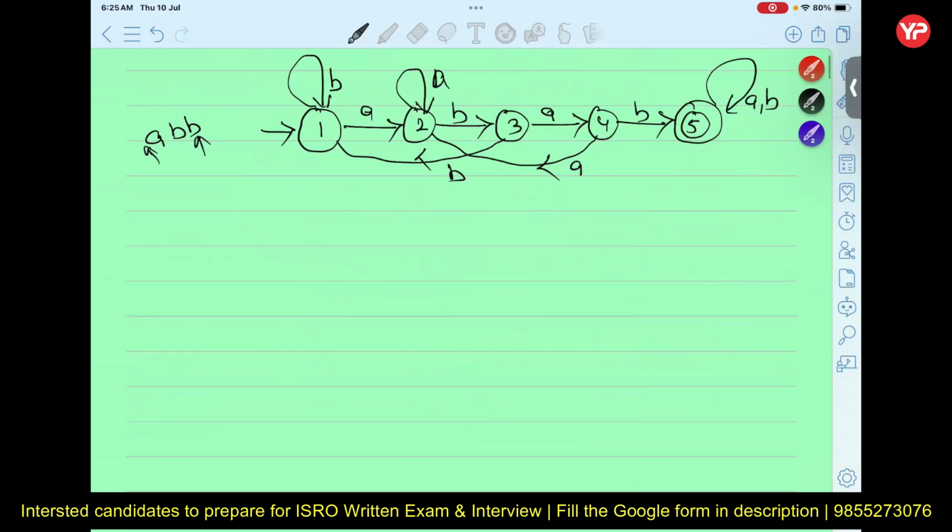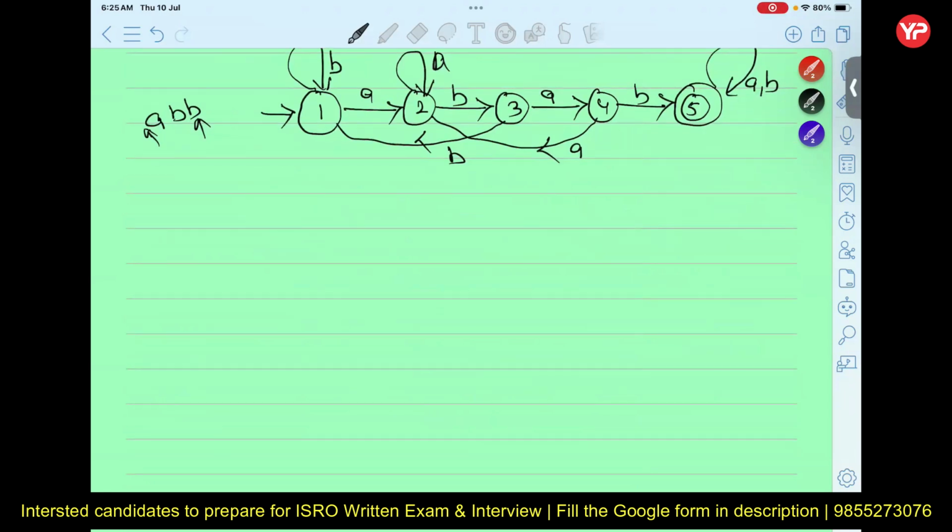Always keep in mind, my dear students, whenever a question is related to a substring language, we know what the regular expression for the substring is. At the end, it may be anything. At the starting, it may be anything. But we require the substring part in the middle. Fine.